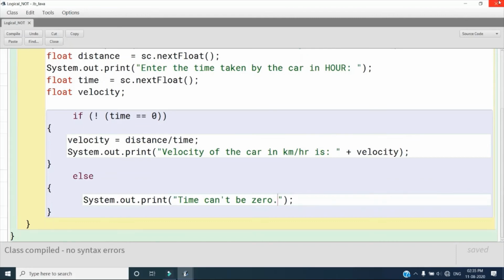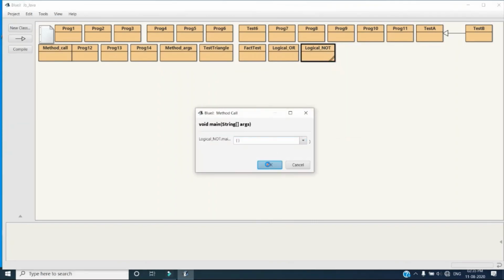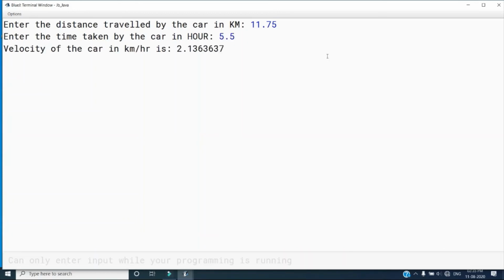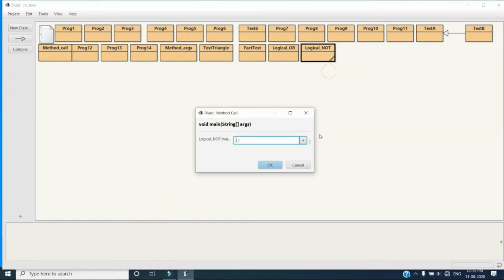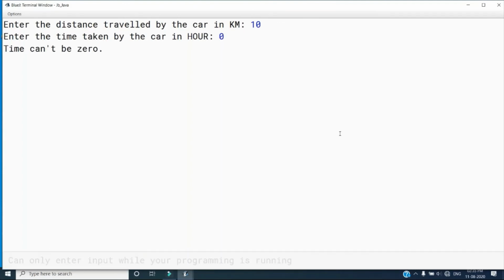Now let's run and check the program whether it is running properly or not. Void main. So enter the distance traveled by the car, let's give suppose say 11.75. Enter the time taken by the car, suppose 5.5. The velocity is 2 km/h. Now let's give 0 and check whether our condition is working perfectly or not. So time 0. So see, time can't be 0.